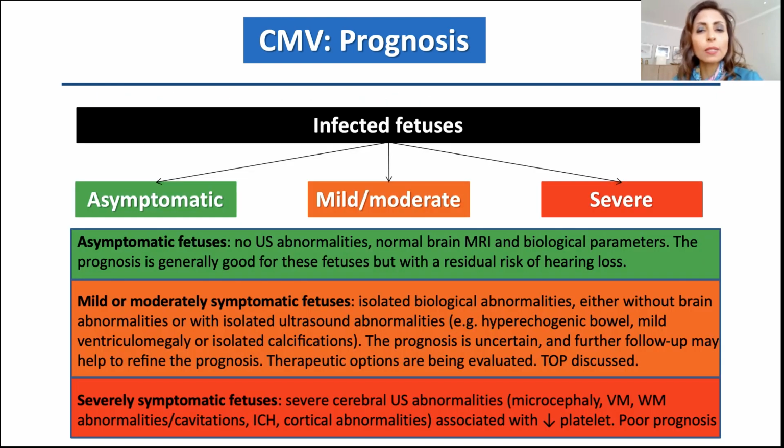After detailed assessment, you can group the infected fetus into one of three categories: green is asymptomatic, red is severe, and orange is mild to moderate. So the asymptomatic: no ultrasound or brain abnormalities, prognosis generally good with a residual risk of hearing loss. The red, the severe: there are severe abnormalities, particularly brain abnormalities, associated with poor prognosis. And the orange, the mild to moderate: there are some abnormalities, but not in the severe spectrum, and therefore the prognosis is uncertain.